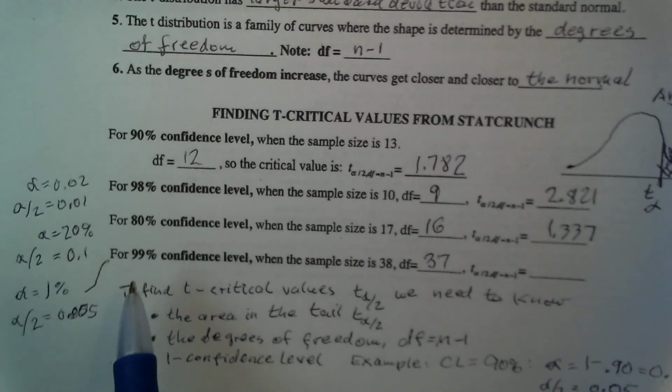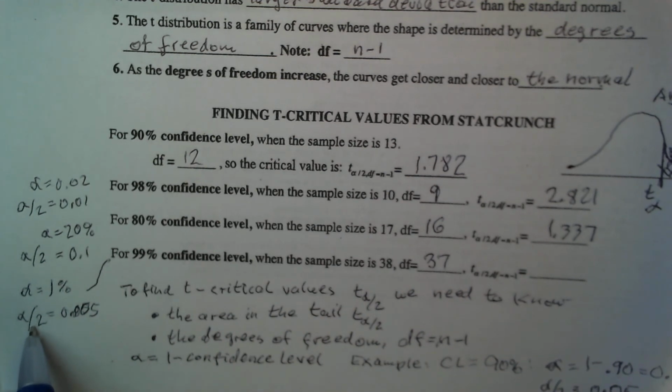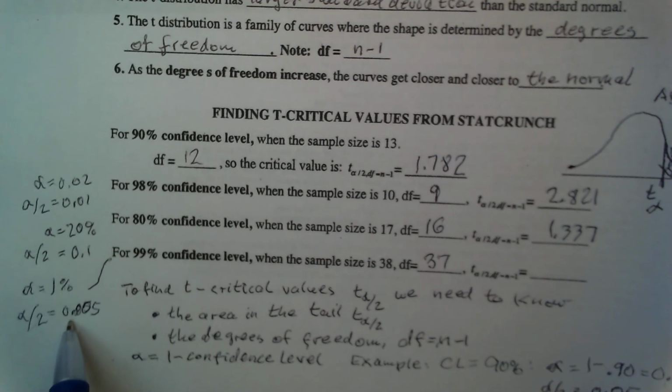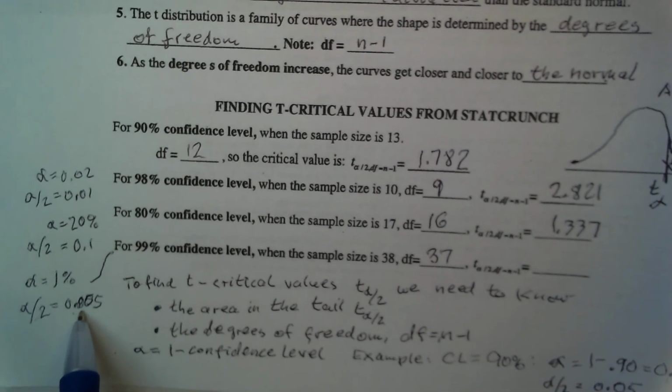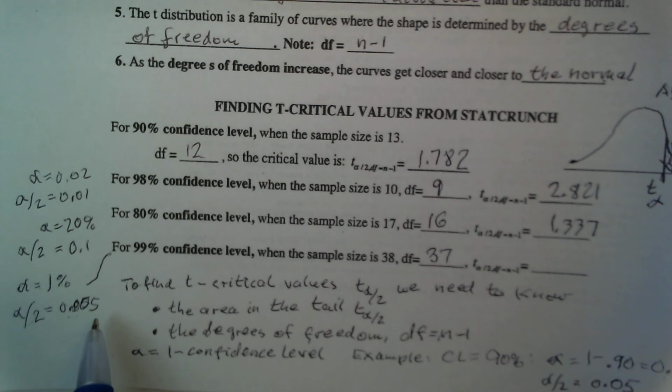And for the last example, for the 99% confidence level, when the sample size is 38, our degrees of freedom is 37. So we know that alpha is 1%, and alpha divided by 2 is 1/2 of 1%, or 0.005. That's the area in the right tail. So when we look at the table, we go to row 37.